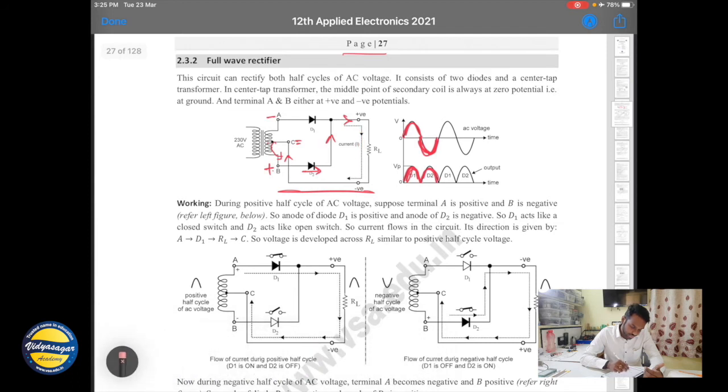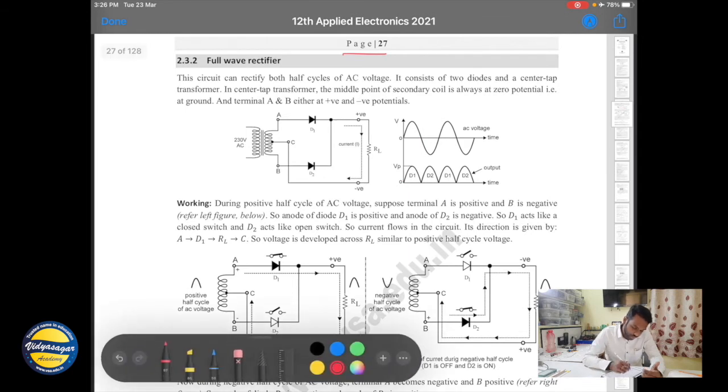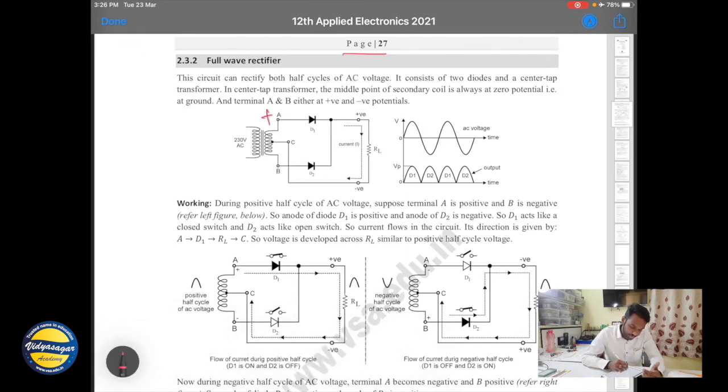So let us quickly revise again what we have seen. During the first positive half cycle, A is at higher potential as compared to C. Why? Because C is always at zero potential and A is positive. So therefore, diode D1 will be in forward bias condition and it will conduct current. Okay, so the path that current will follow is A, D1, RL, C. This will be the path.